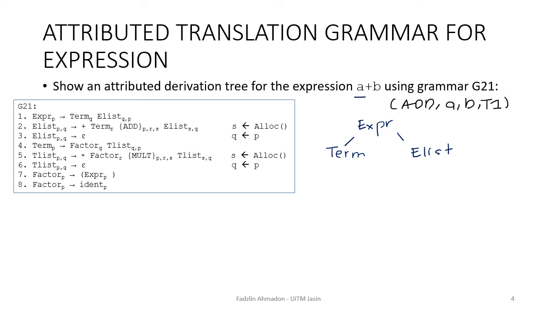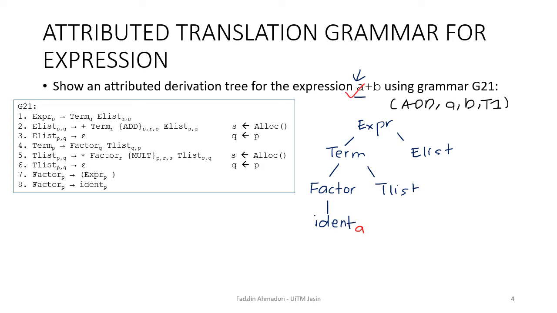So for term, there is only one rule derived for term, rule number 4. Term can be derived to factor tlist. And for factor, there are two rules derived from factor, rule 7 and rule 8. I will be choosing rule 8 because I want to write an identifier. A is an identifier. Therefore, factor can be derived to identifier, and I will write the attribute as A.